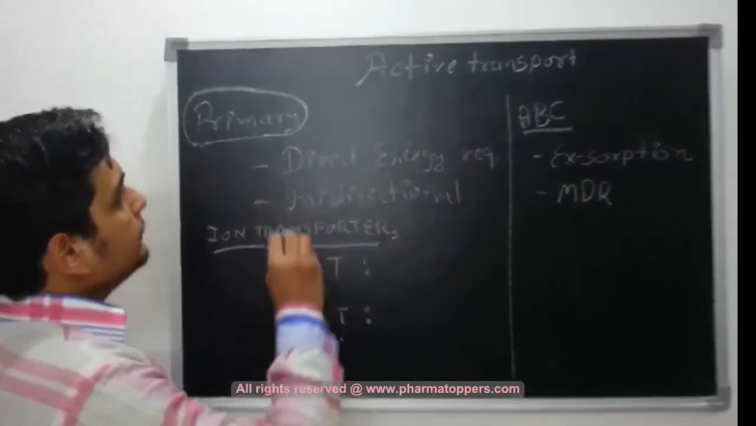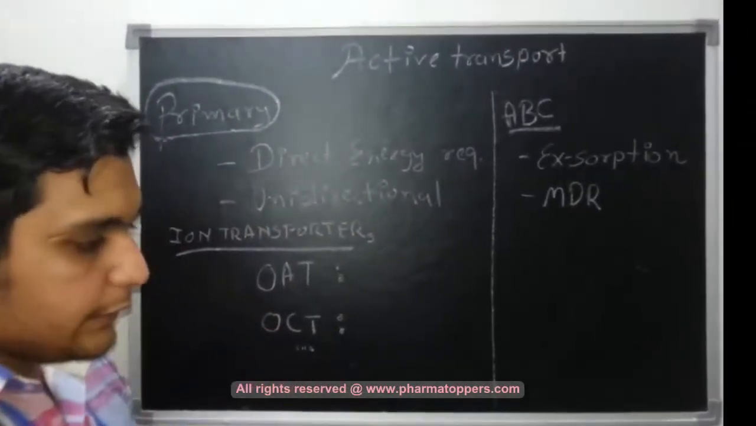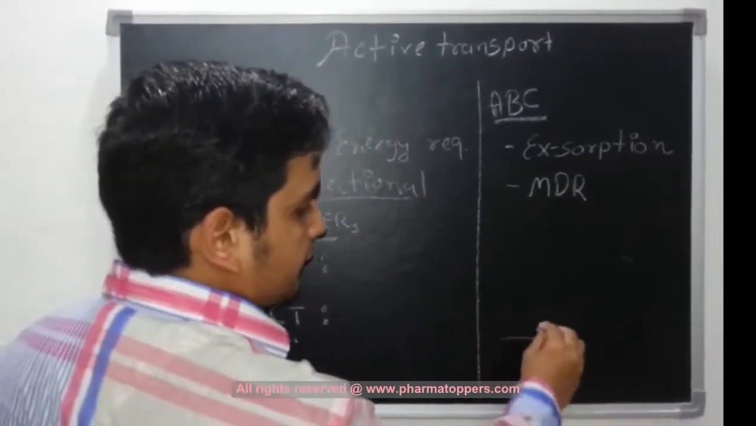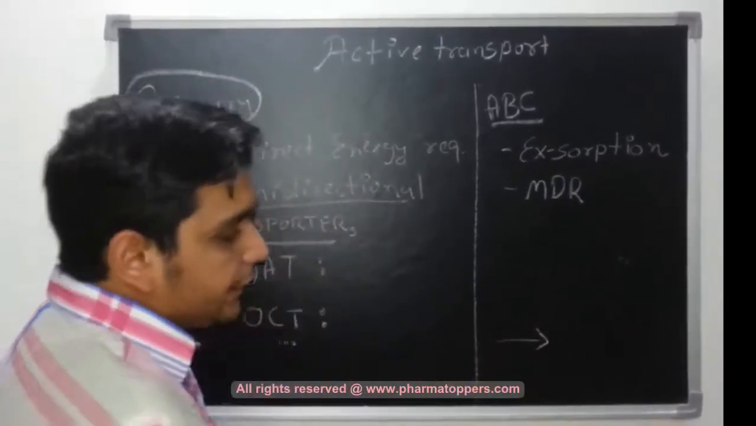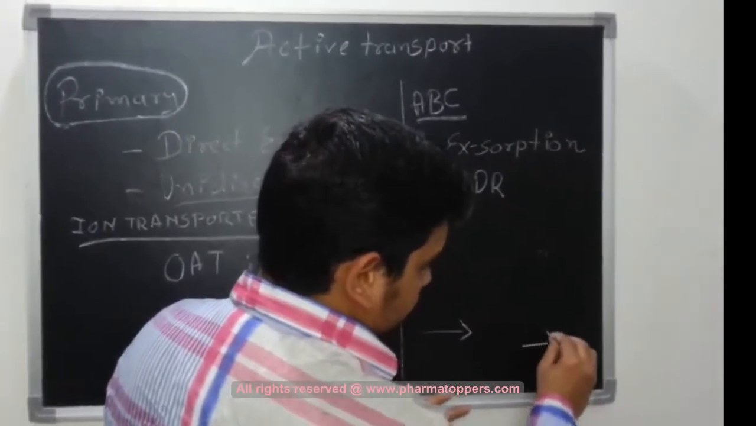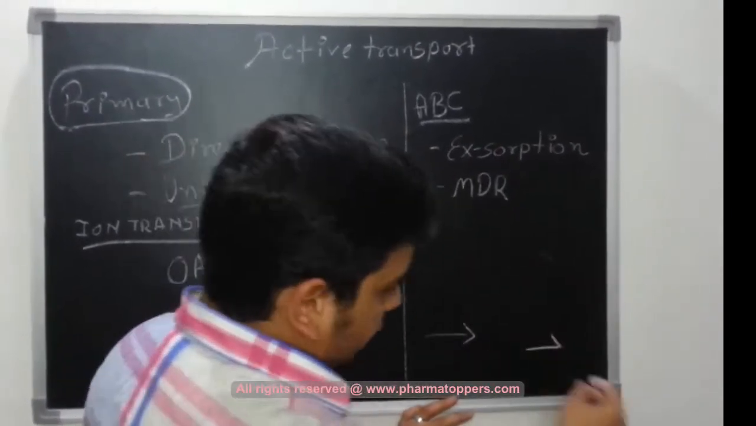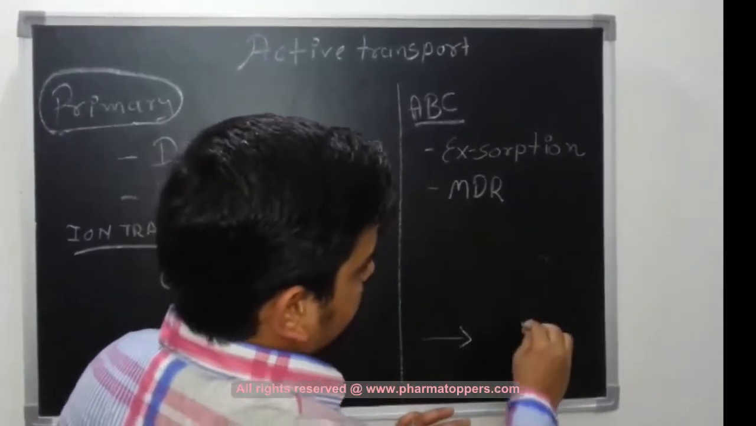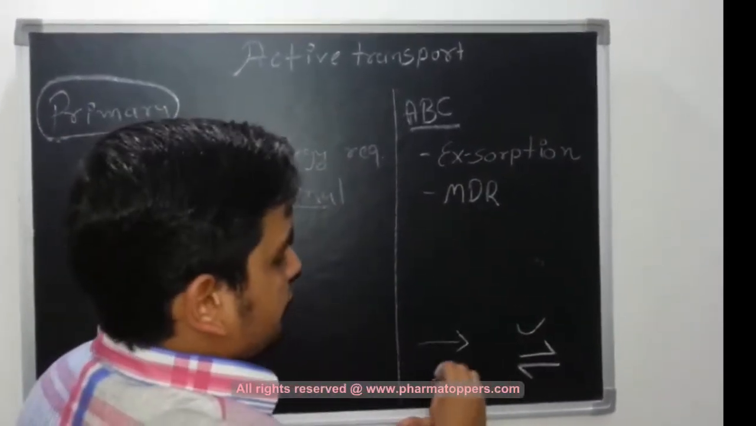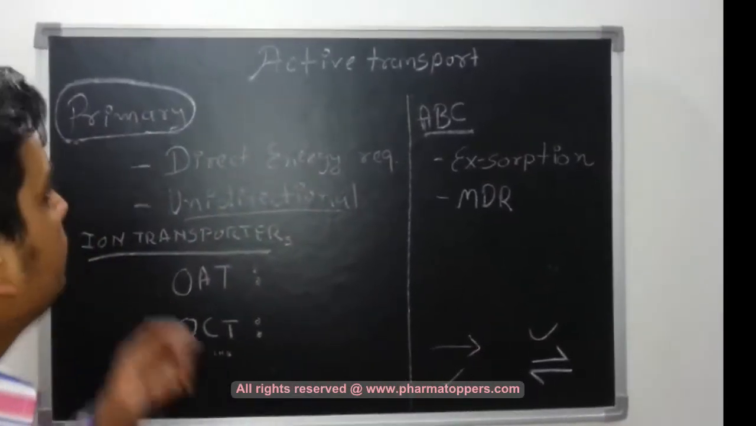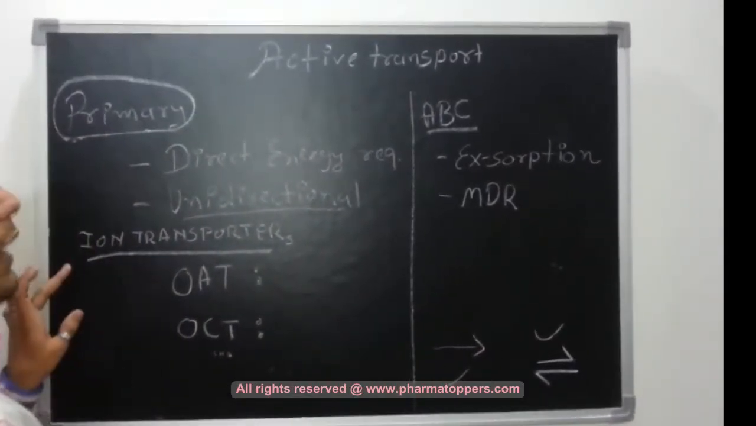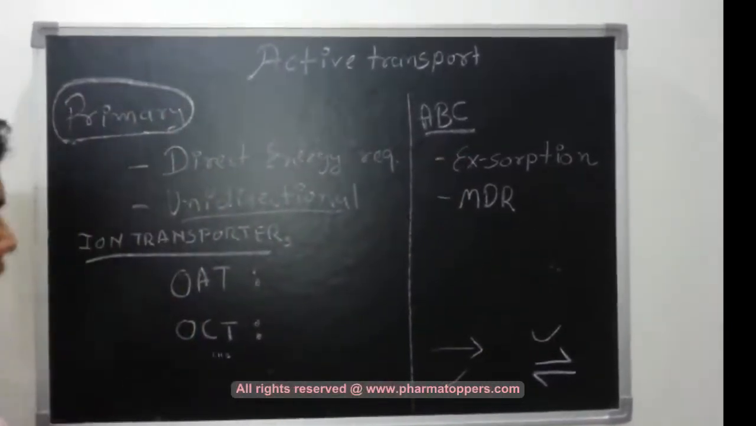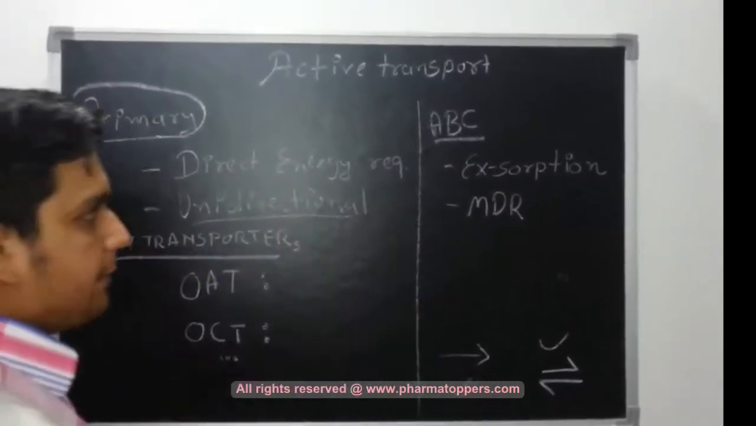As I have told you, primary transport is unidirectional, only one molecule passes. But in the case of secondary, a molecule passes to this side and another complementary molecule with the same charge is transported to the other side. So it is bidirectional, while primary transport is unidirectional in nature. Now, primary transport mainly involves two things: ion transporters and ATP binding cassettes.